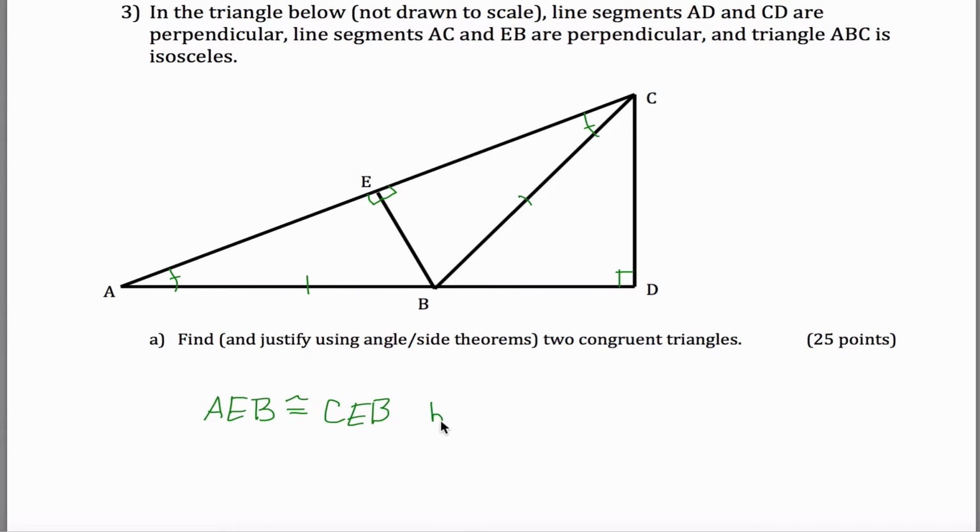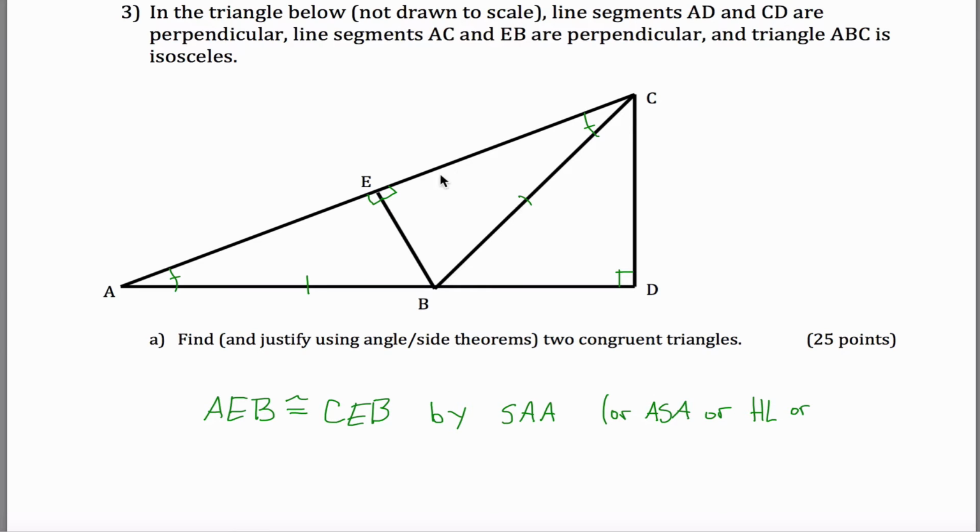So one way I could say that this is true is by side, angle, angle. But note that if these two angles are the same, then these two angles must also be the same. So I could have said that I have a side in between two angles, angle, side, angle. Or, I have a right triangle and I have a leg in common. Yeah, this leg right here in common. And then the hypotenuse in the triangle. So I could have used hypotenuse leg. Or I'm sure there's other ways you could have done it.